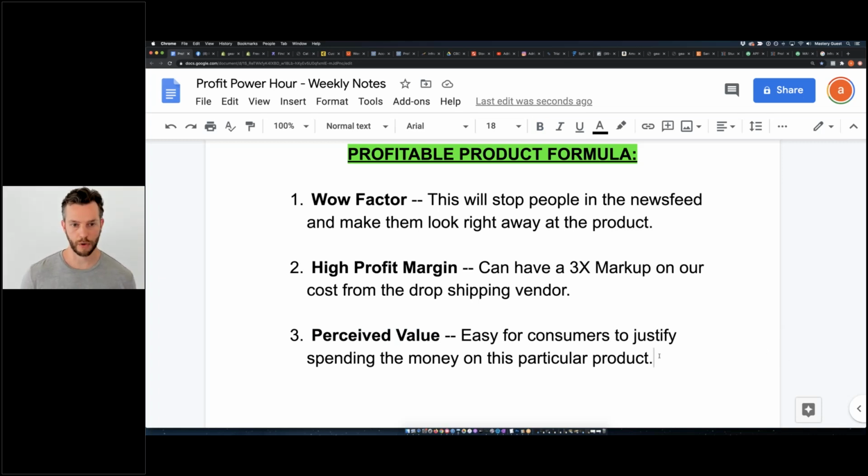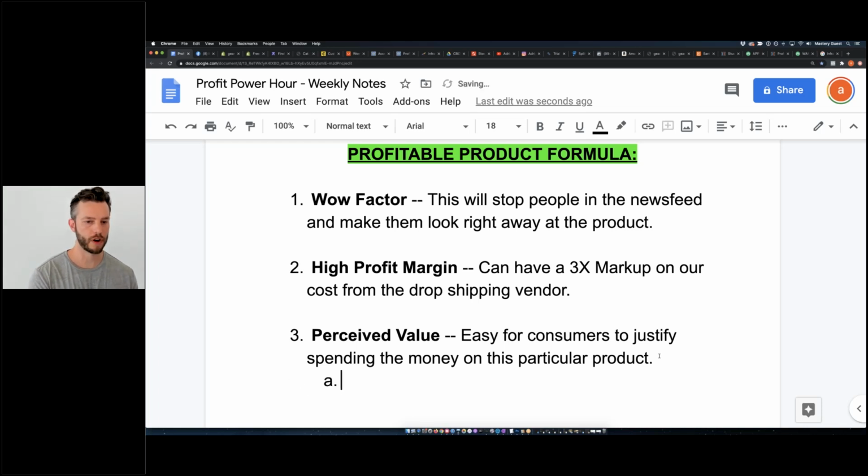That's how business works though, you have to find products at low cost and sell them at a high cost. That is business, that's commerce. So you have high profit margins, hopefully up to 3x. That's your goal, but 2 to 3x is okay. And then you have to have that perceived value that makes it really easy for consumers to justify spending the money on that particular product. So it has to be positioned as something that is very high quality, or it needs to be something that solves a problem. When you find something that solves a problem for you, then it's really easy to justify spending money on that product.